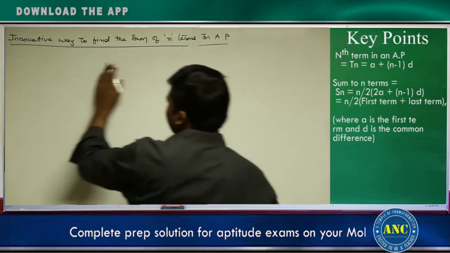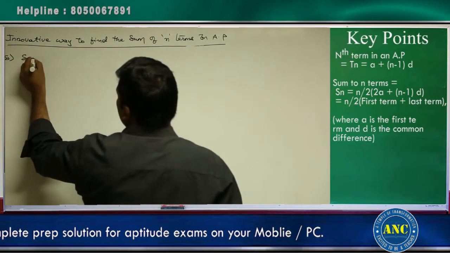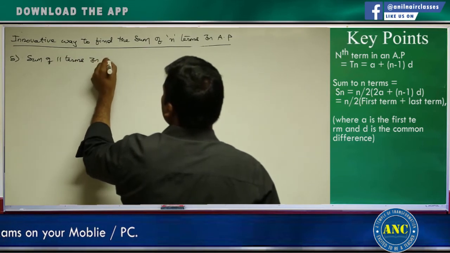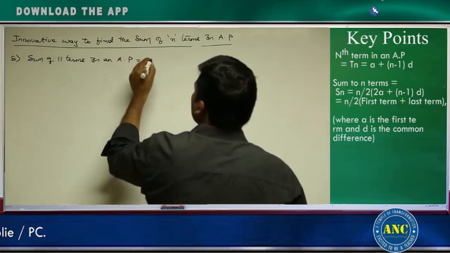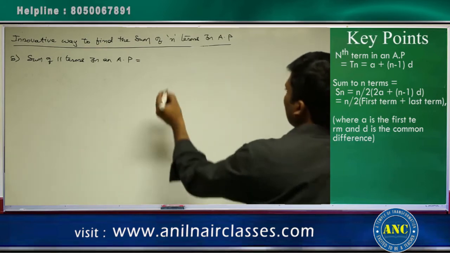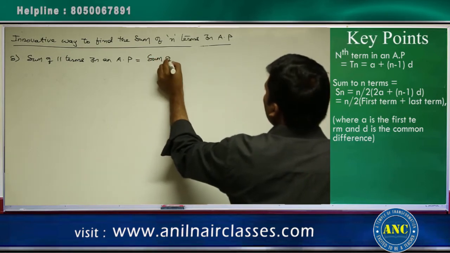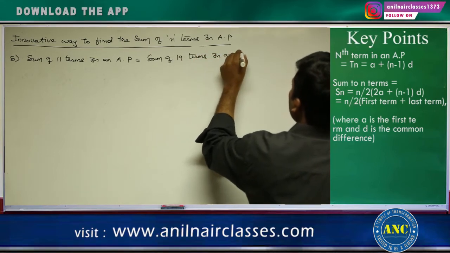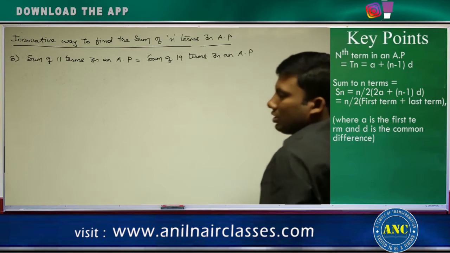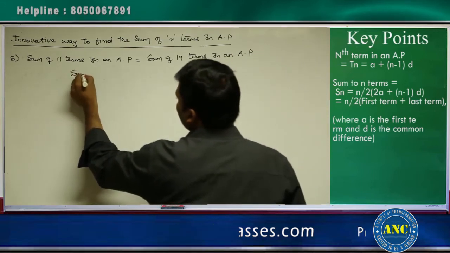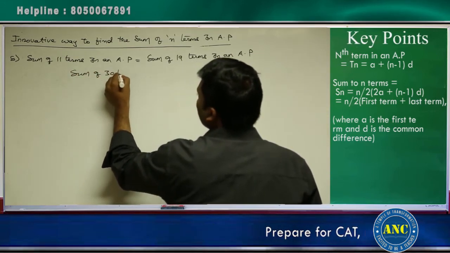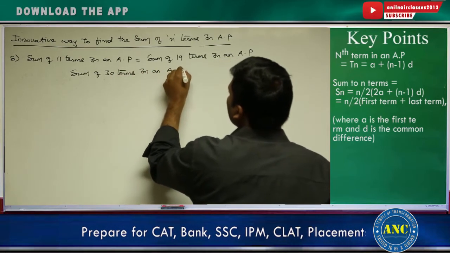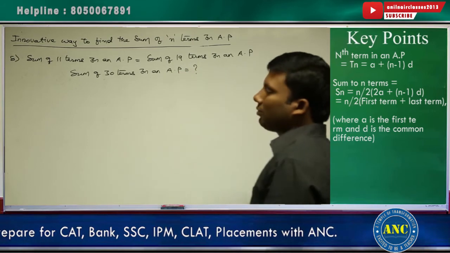Progression. Sum of 11 terms in an arithmetic progression is equivalent to the sum of 19 terms in an arithmetic progression. Sum of 30 terms in an arithmetic progression is how much?